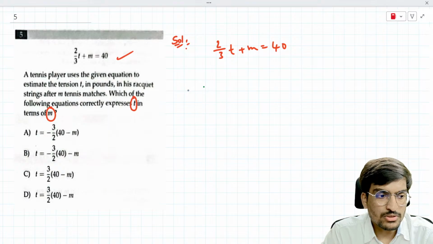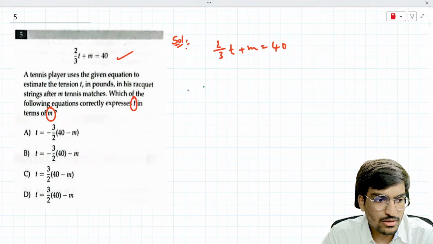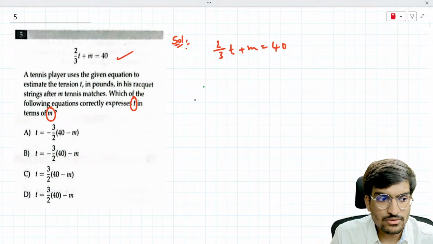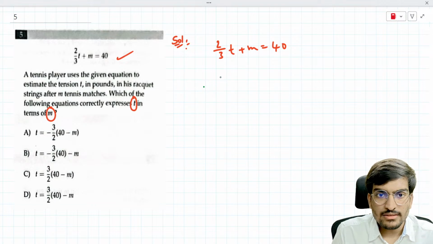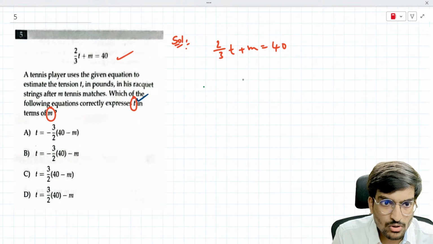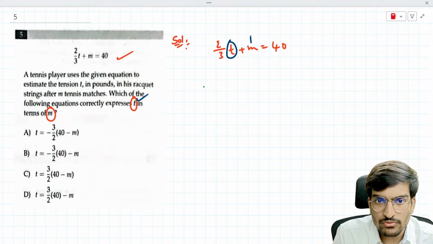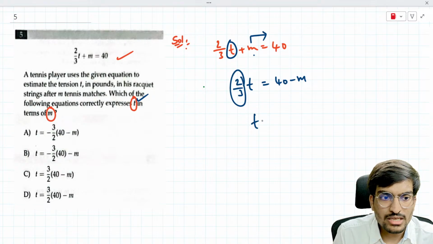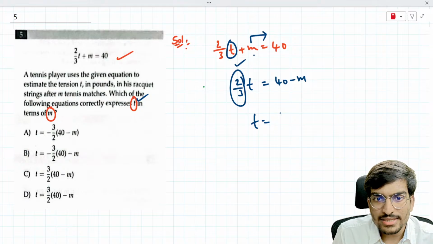Let me know. Meanwhile, I'm expecting another answer from the other student. We need to get the value of t in terms of m. To get the value of t, you have to remove what is extra, try to eliminate that. So 40 minus m. So you have to remove this part as well. Then t equals, 2 by 3 will become 3 by 2, times (40 minus m).